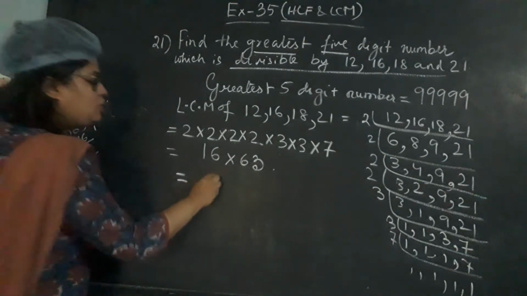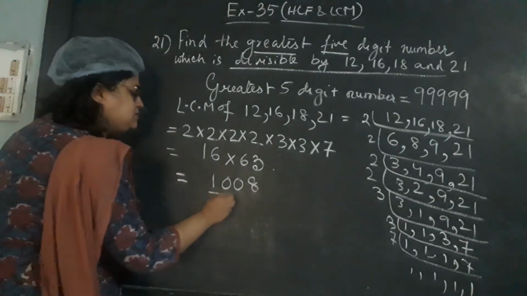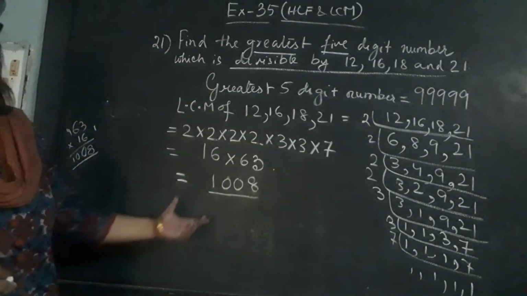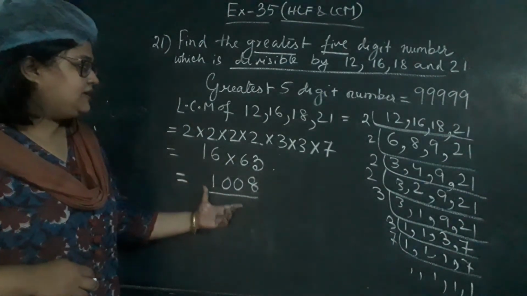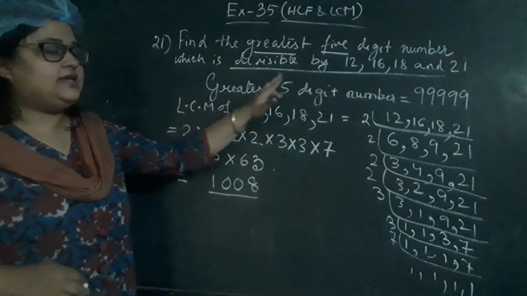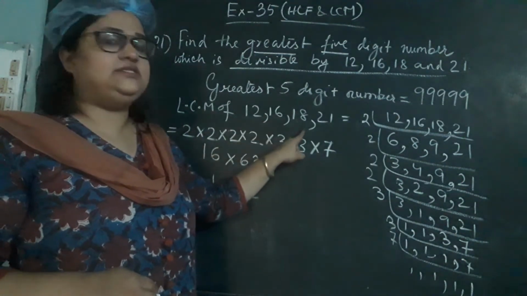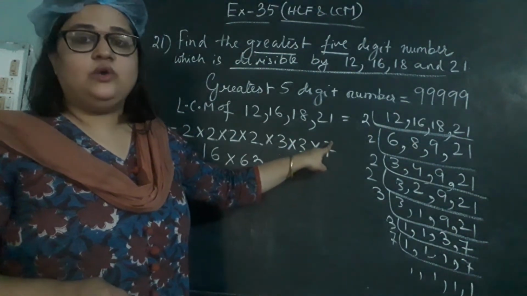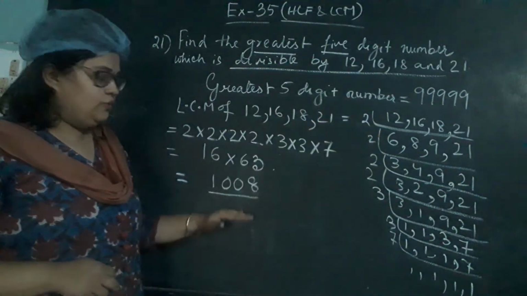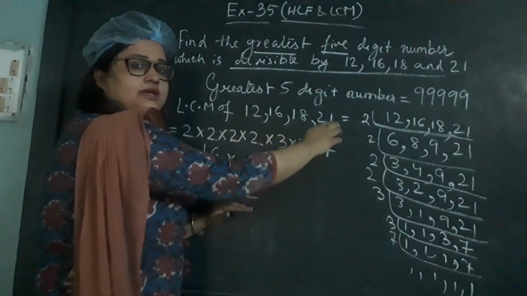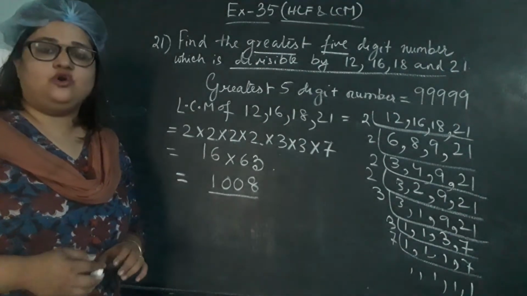So it is coming 1008. You have to do this multiplication and get the LCM 1008. Now, why have we taken out this LCM? Because with this LCM, instead of checking individually whether the 5-digit number can be divided by 12, 16, 18 or 21, we will try to divide the 5-digit number by the LCM of all the given numbers and check whether it is divisible exactly or not.